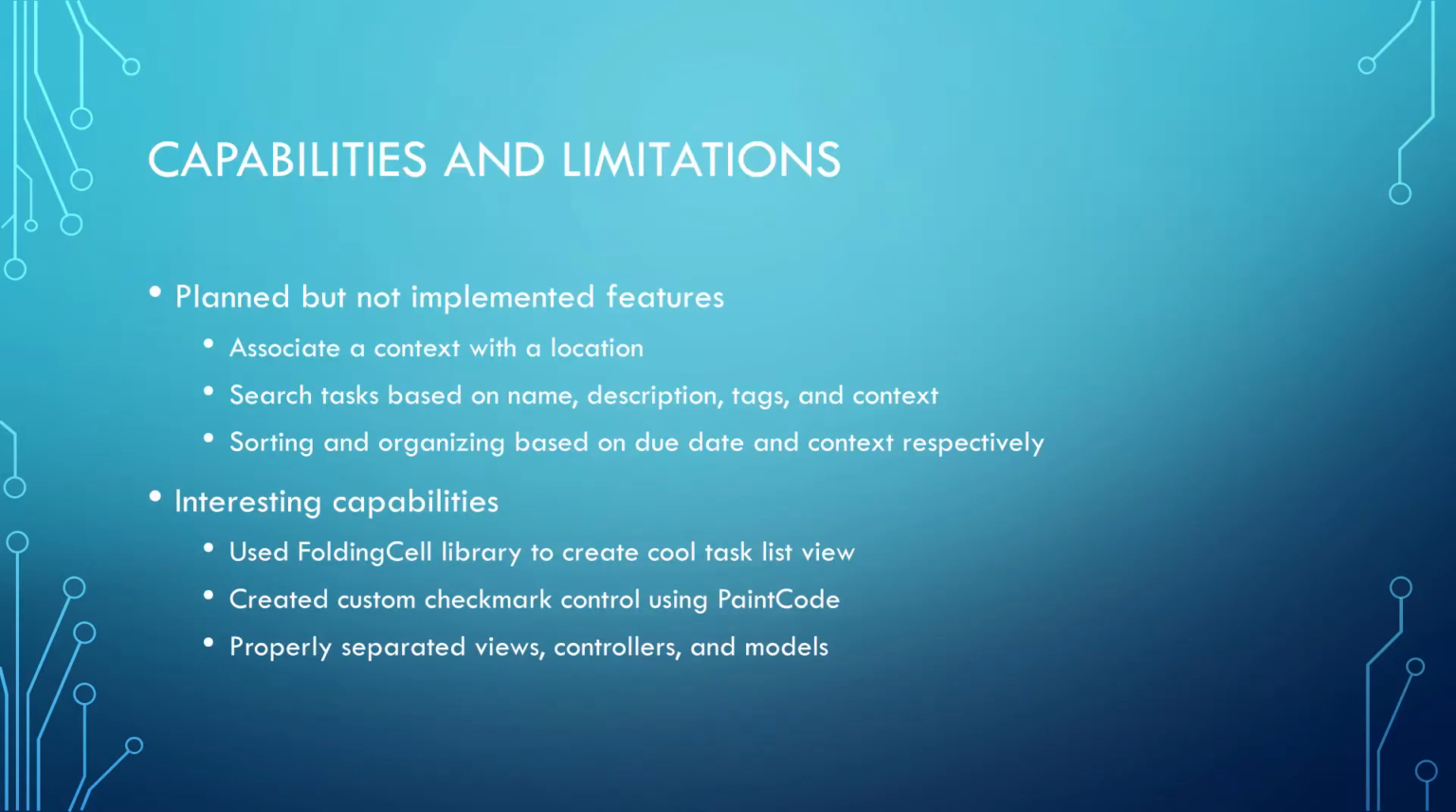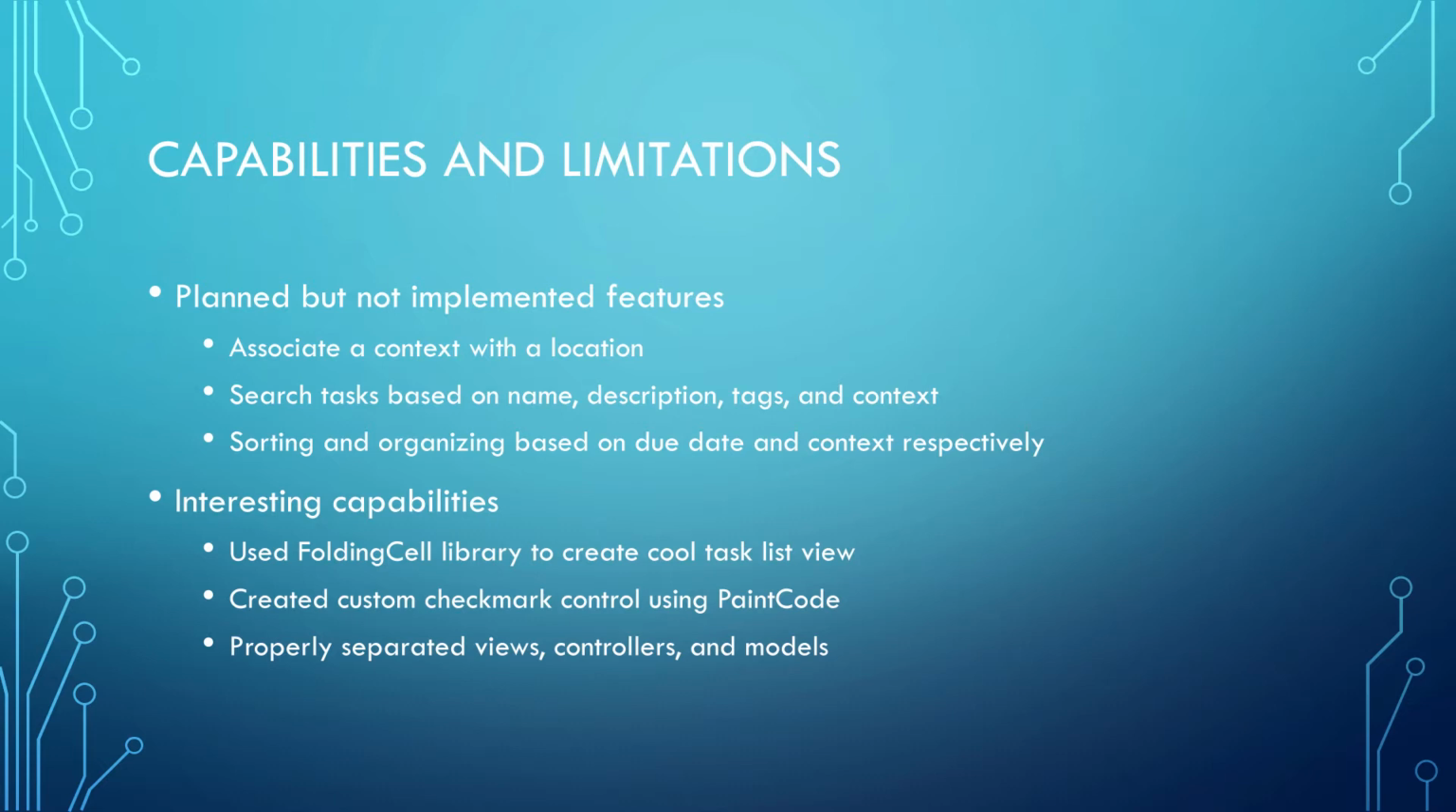Moving on to capabilities and limitations, there are a few limitations in this app. I had planned to associate a context with a location so that the user could be notified of existing tasks when they enter that location. I had also planned to allow the user to search for tasks based on name, description, tags, and context. Lastly, I wanted to implement some kind of sorting and organization system based around due date and context respectively.